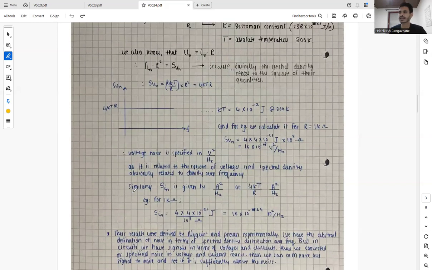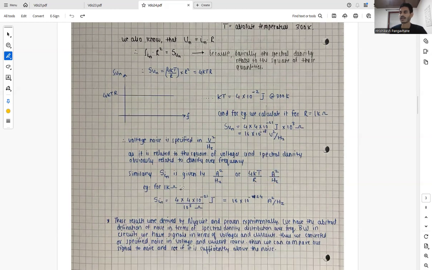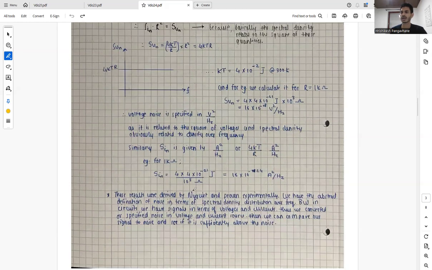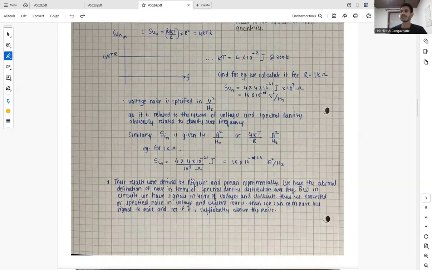Similarly, SIn is given by 4kT by R, in units of ampere square by hertz. For example, for a 1 kilo ohm resistor, SIn will be, by calculation, 16 into 10 to the power minus 24 ampere square by hertz. These results were derived by Nyquist and proven experimentally.